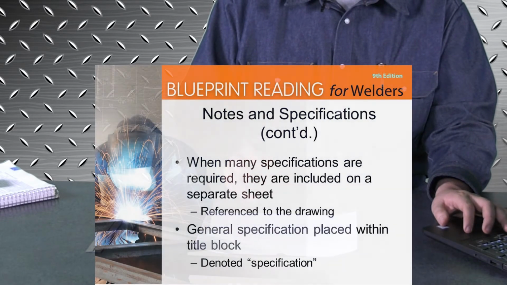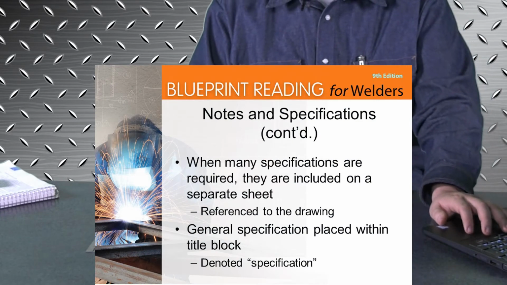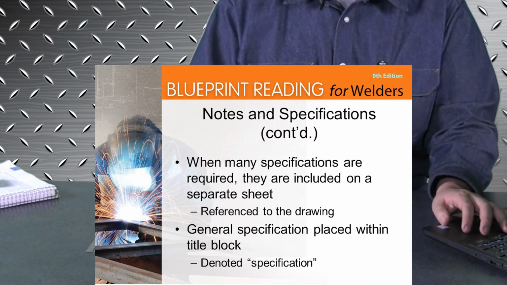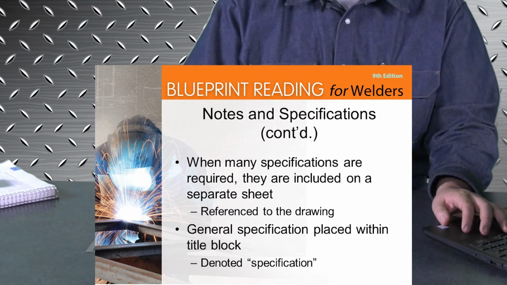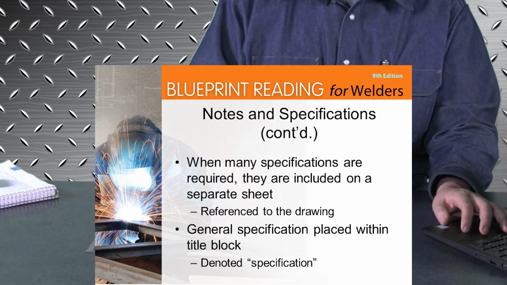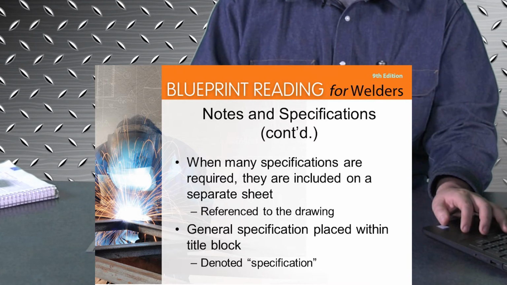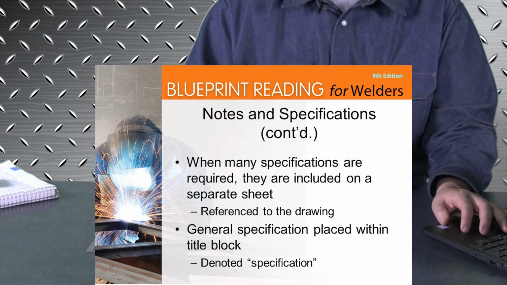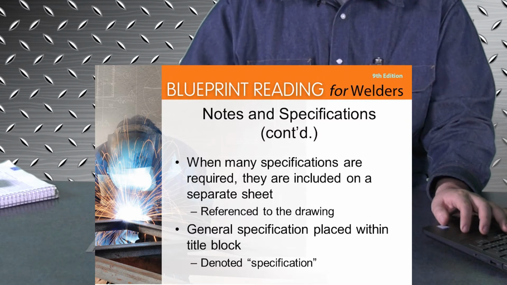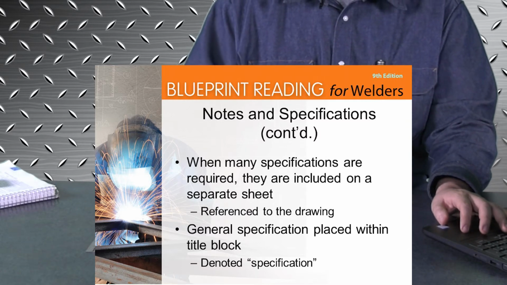Now, when multiple specifications are required, they are included on a separate sheet of paper referenced on the drawing. It'll have a leader line coming down saying reference spec A, reference spec B, reference spec C. If it has those, it'll come with a sheet separate from the print, and it'll have all those specifications written out for you, explaining what exactly it's talking about.